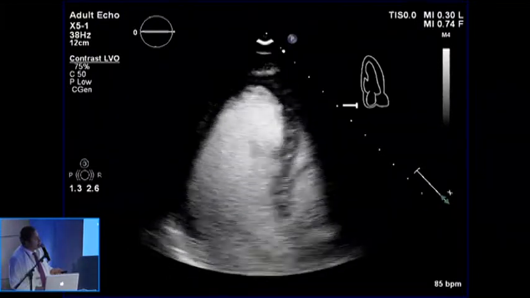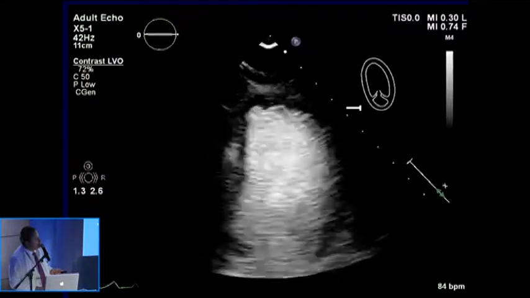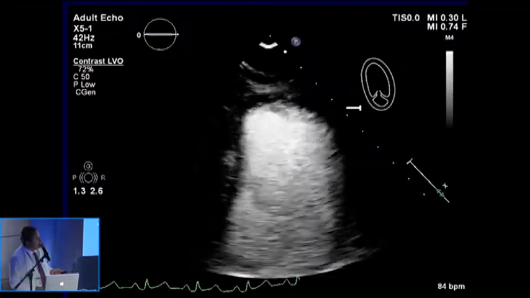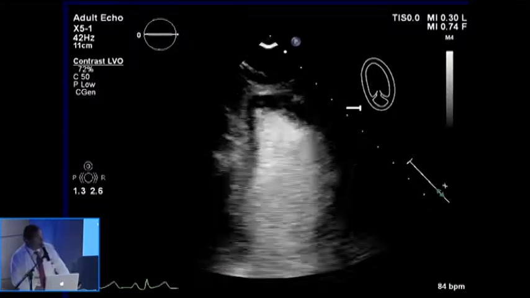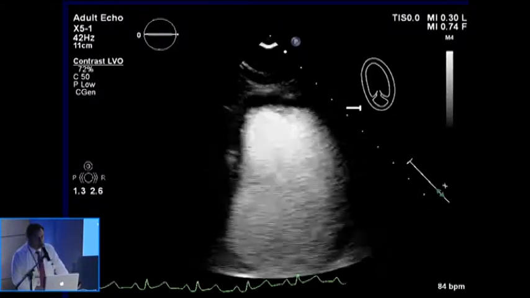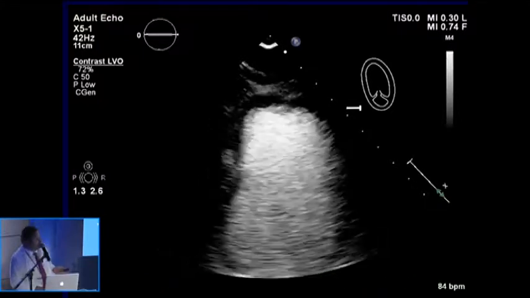The ultrasound. This is the apical view of the LVOT. And this is the apical with two. What do you see there? Anybody who wants to volunteer to make it more interactive? Is this an abnormal or normal echocardiogram?